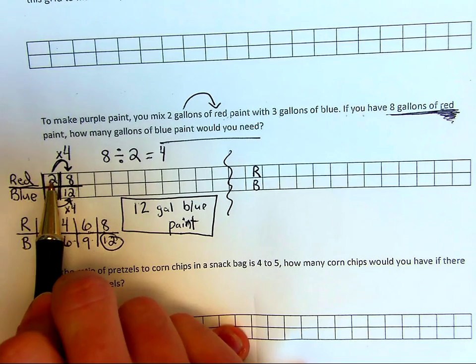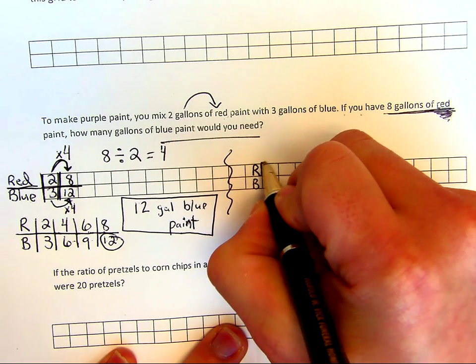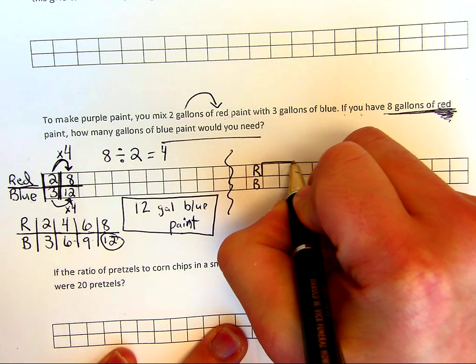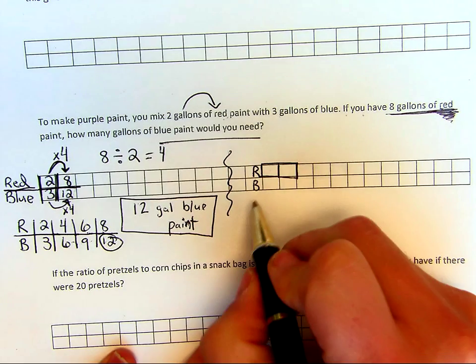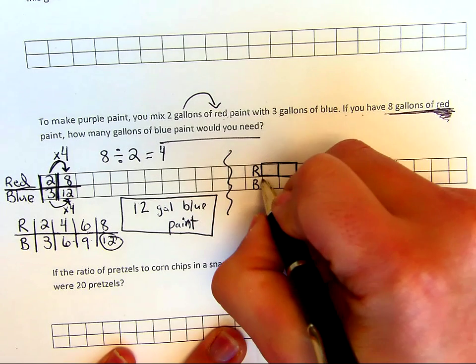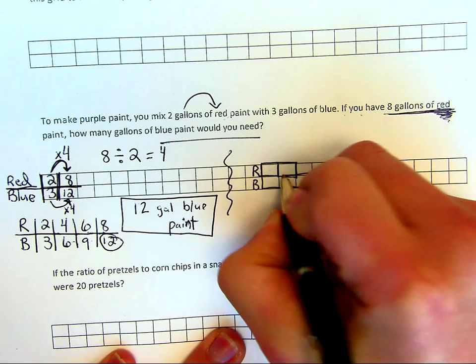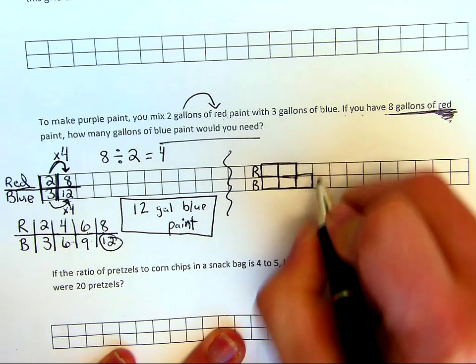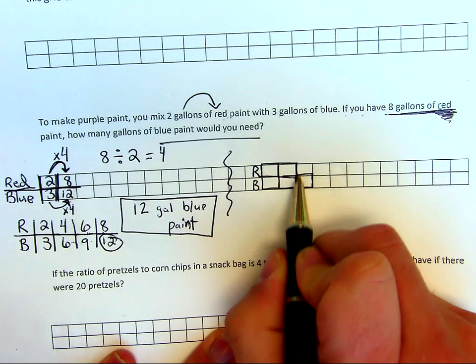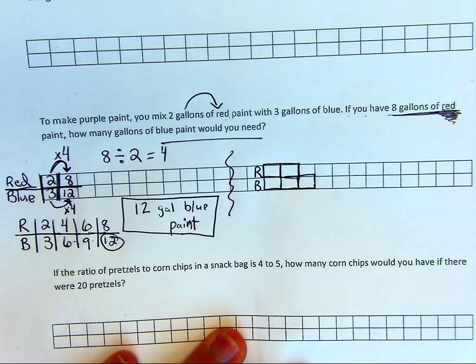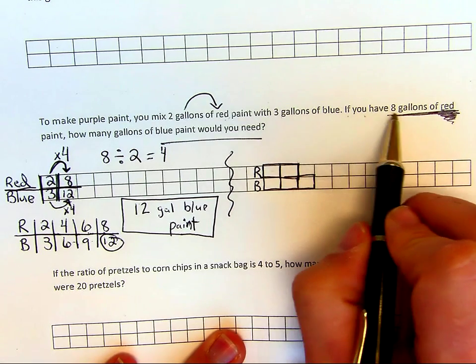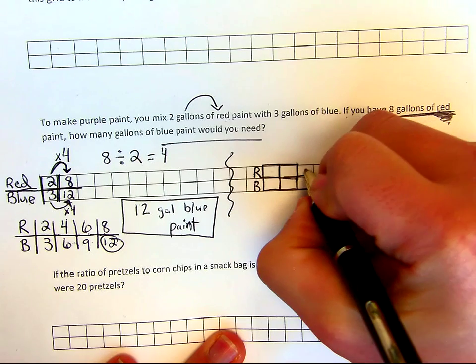So red is 2. So I'm going to take 2 boxes and outline them, because there's 2 parts that are red. And you guys would just draw 2 boxes connected to each other. For blue is 3, so I'm going to draw out 3 boxes. You would draw 3 little boxes. Now notice that the first 2 boxes are the same length, because in a tape diagram, every single piece is equal to the other pieces. Then it tells me the red is equal to 8.